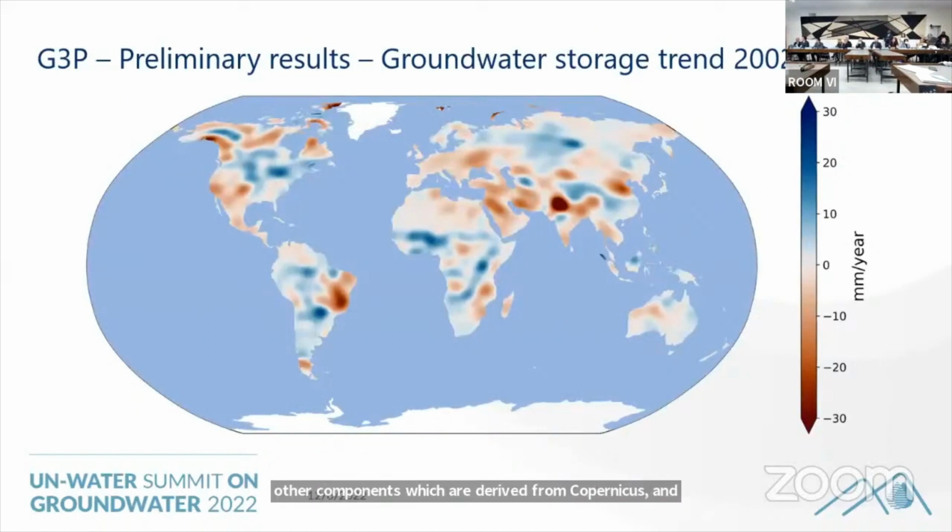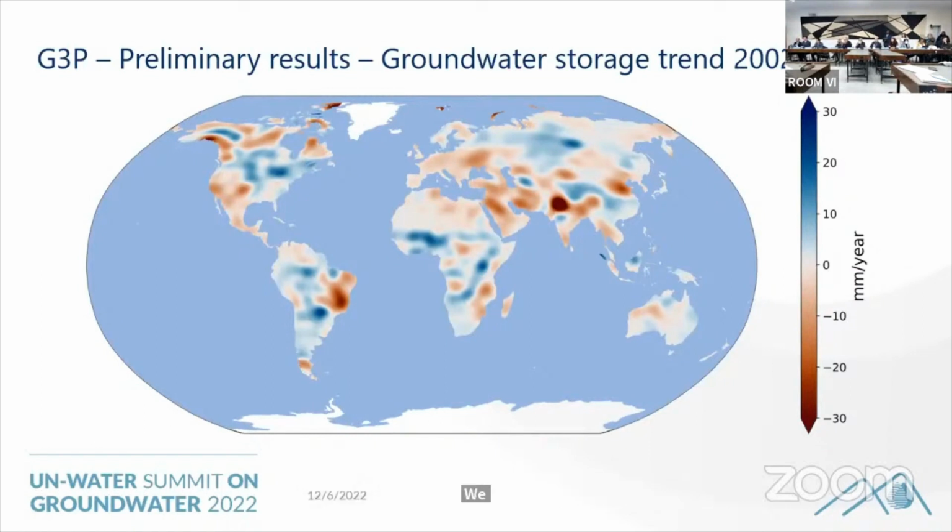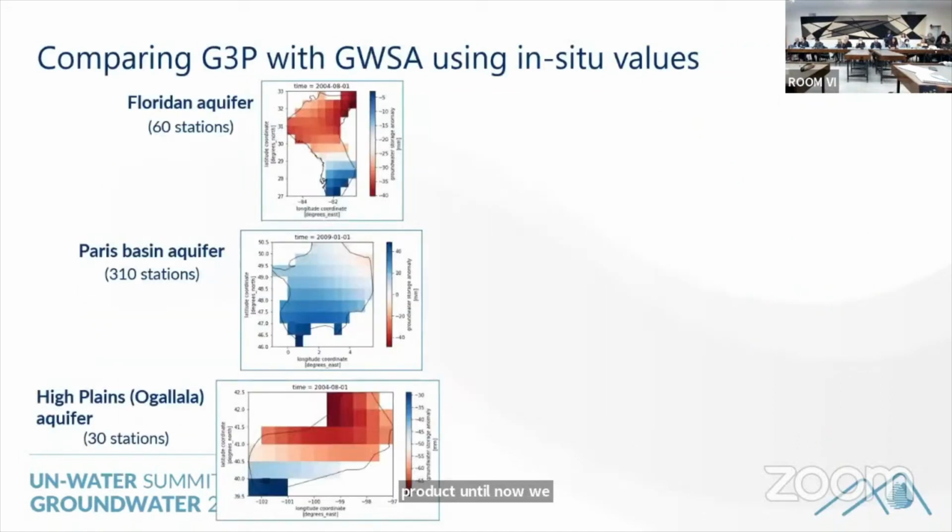So these are our preliminary results, which show things that we already thought, like we see the trend of depletion of groundwater in the west of the United States, the east of Brazil, north of Africa, in Europe, in India. So we were not surprised to see these results. This is like the 5th version of our product until now. We are still working on improving it.